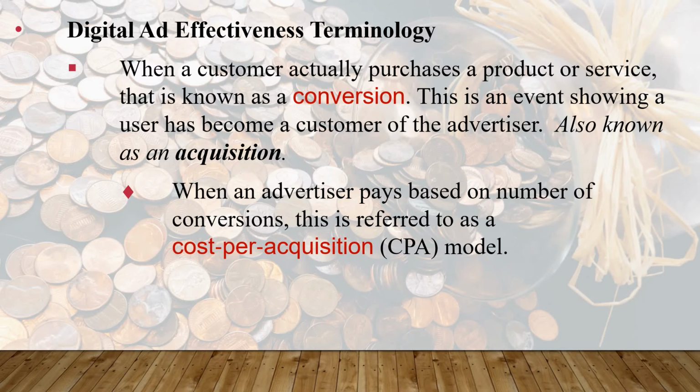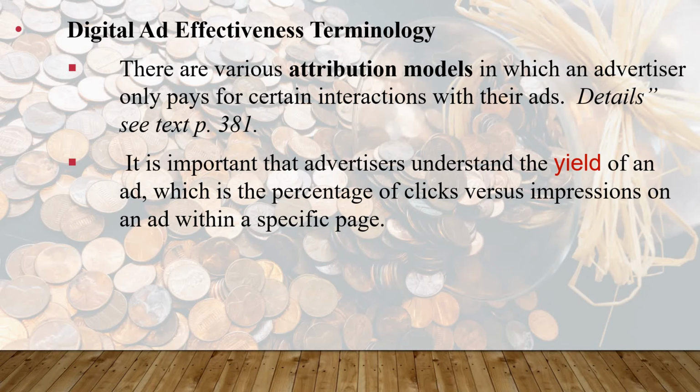When an advertiser pays based on the number of conversions, this is referred to as a CPA model, or cost per acquisition. So this is where an advertiser would generally answer the question, how much does it cost for me to actually get someone to respond to my call to action? We're not dealing with just impressions, not dealing with just interaction with an ad, actively paying attention to an ad. We're talking about true response here. That's what CPA measures. There's various attribution models in which an advertiser only pays for certain interactions with their ads. And if you want to see details on that, you can take a look at those in your textbook.